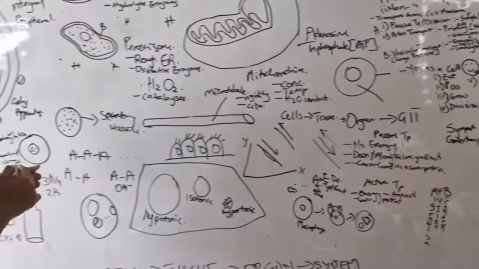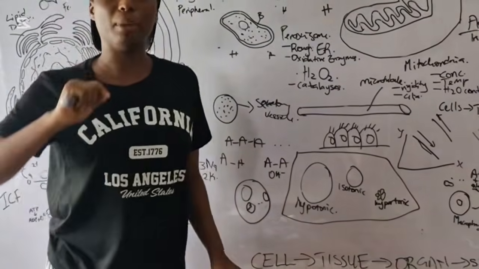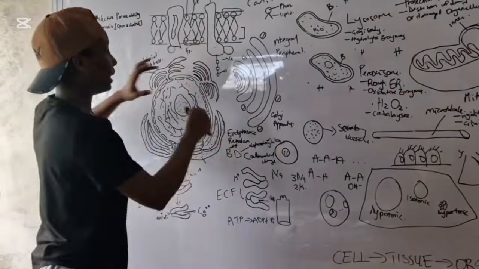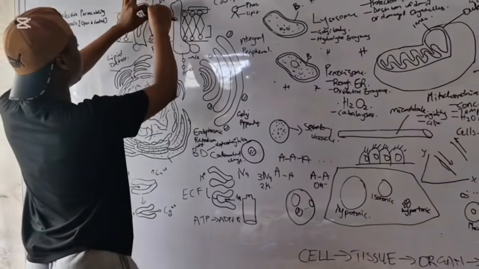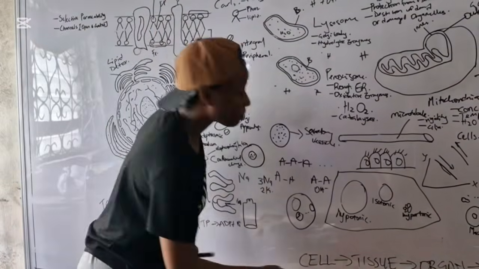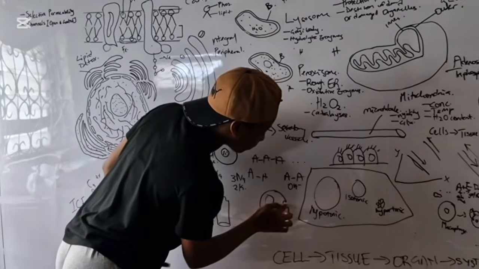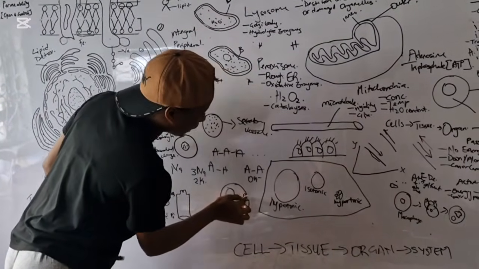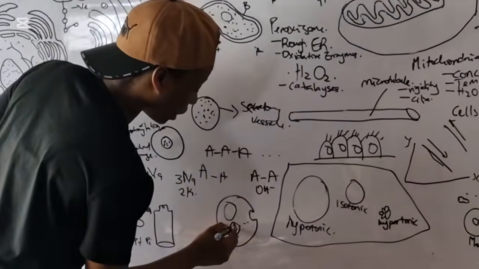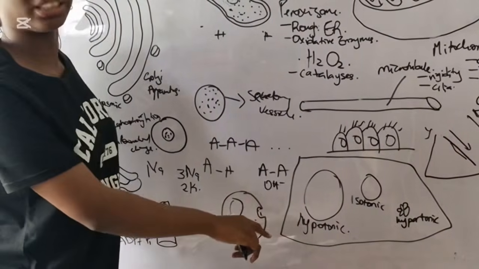Breakdown. So what does that mean? That means the area of fusion between the membrane of the Golgi vesicle and the cell membrane will break down, and it will look like this. And when this happens, the particles that were transported in here will be released out into the extracellular fluid.